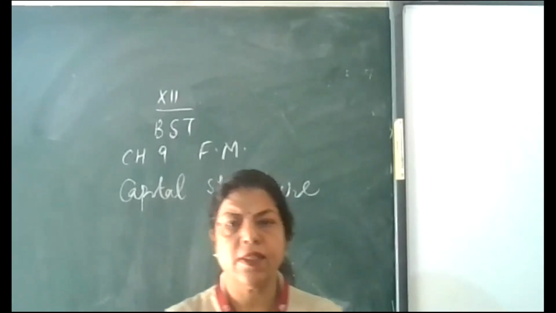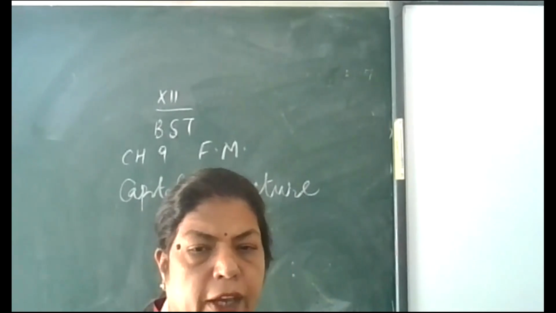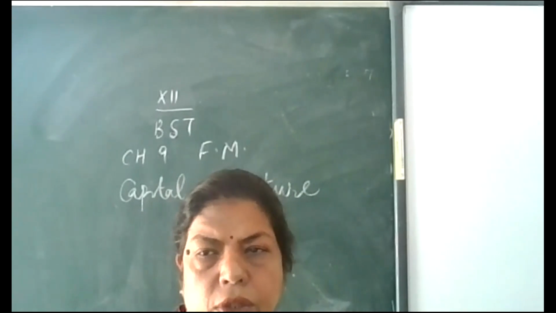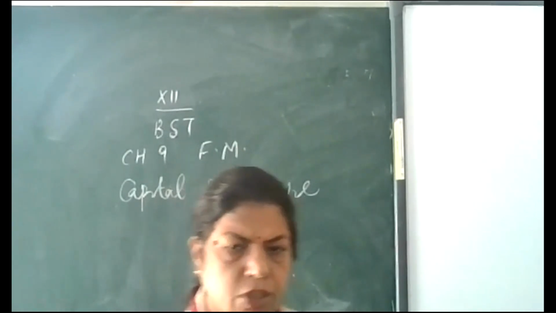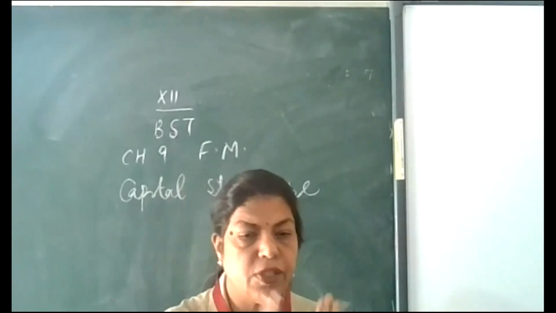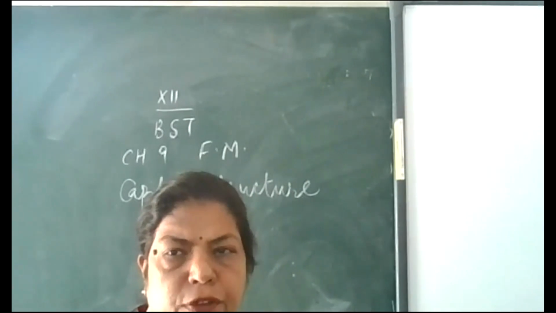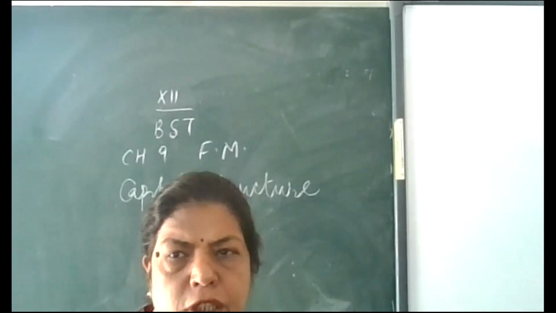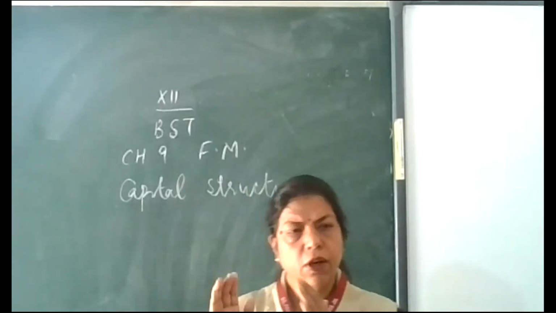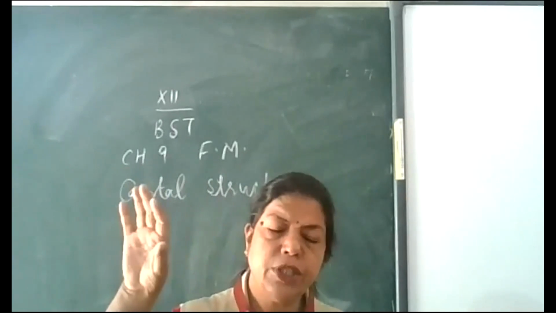In class 12 business studies, we are on chapter number 9, that is second book, financial management. And in financial management, we are on the topic today, capital structure. In that chapter, the first part is related with financial decisions and financial functions. So today we are going to start the second part of this chapter, which contains financial planning.